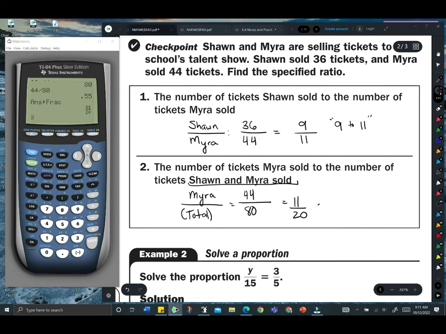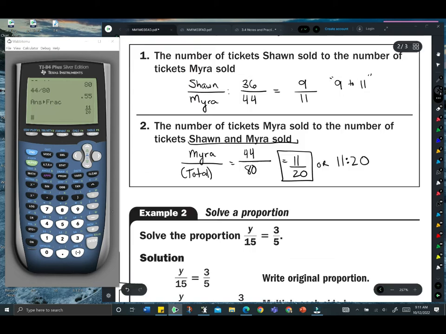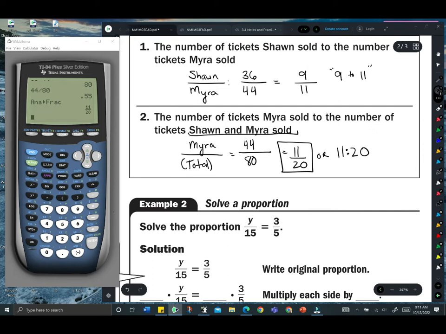I know I mentioned it. Another way this could be written is 11 to 20, or with a colon there. That's not time. That is just another way to represent it. I'm fine if you represent it as a fraction. Know that it might be appearing as the other methods as well, however.